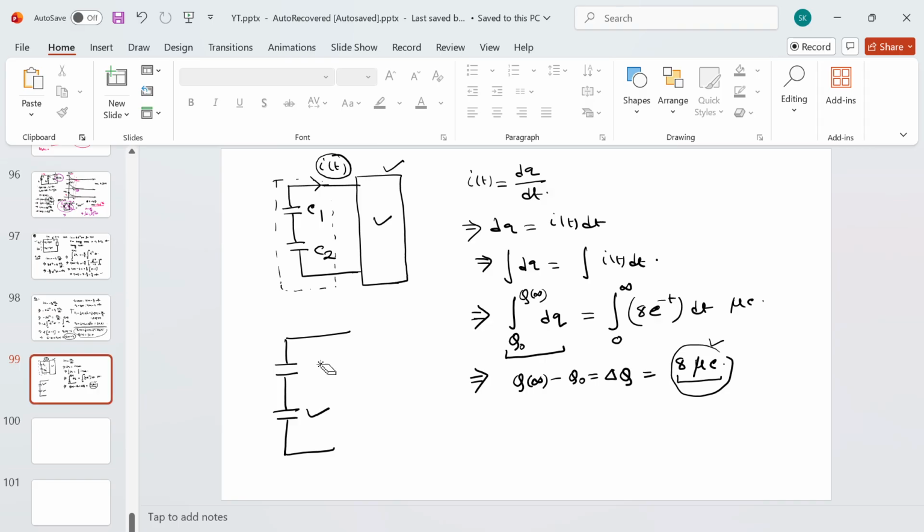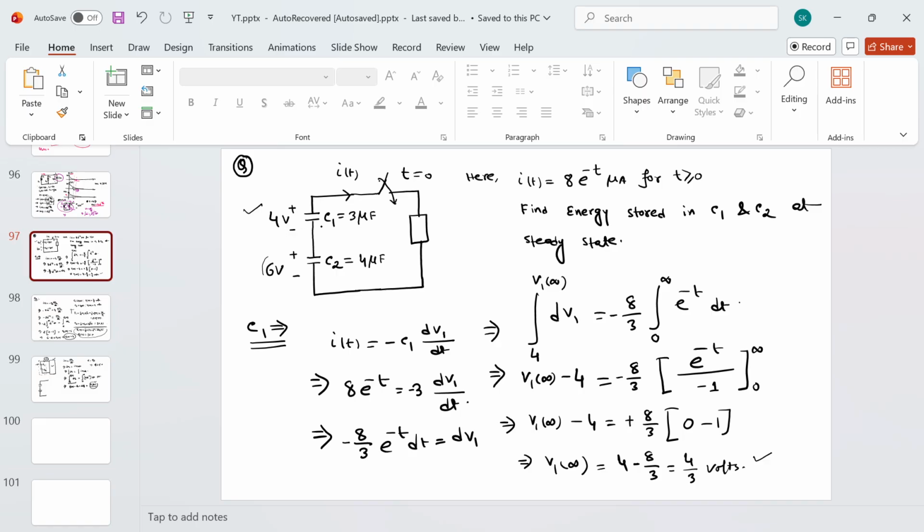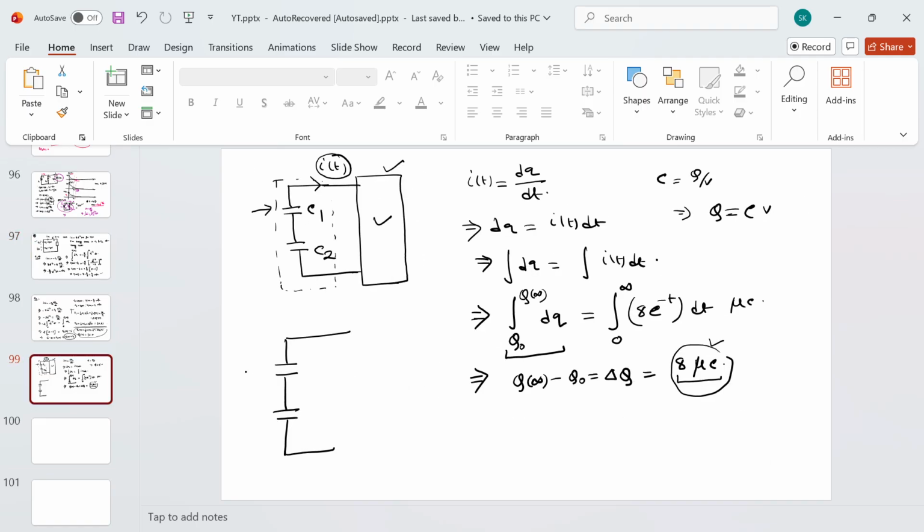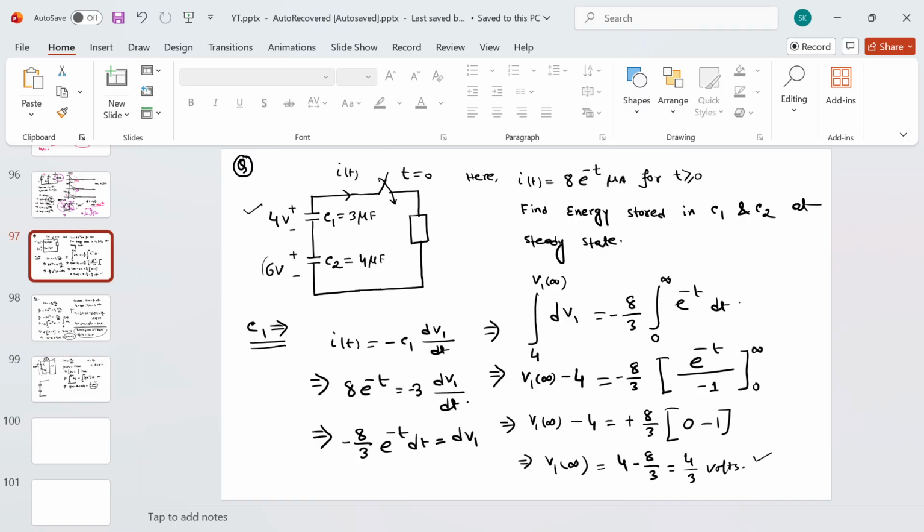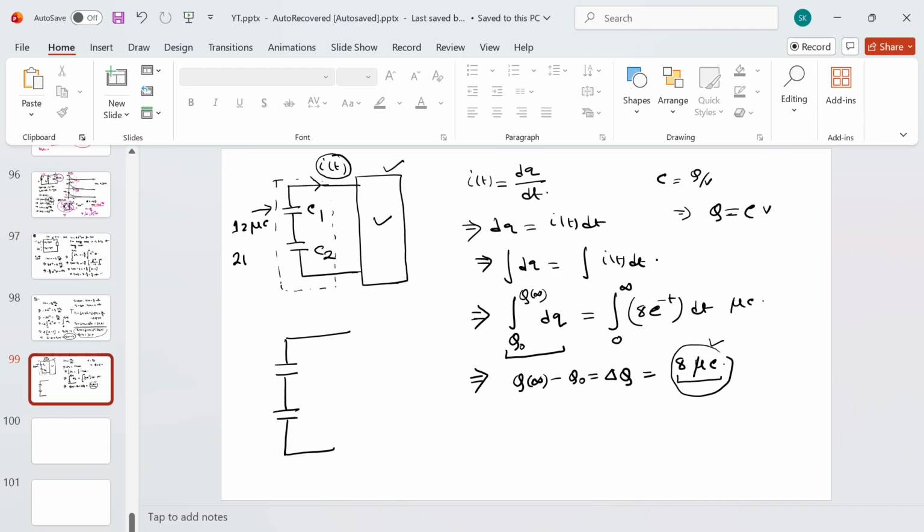Now what was the initial charge stored in this capacitor C1? C is equal to Q by V, right? So you can calculate the initial charge. Q is equal to CV. So it was 12 microcoulomb initially, and for this capacitor C2, 24 microcoulomb. Now you deduct 8 microcoulomb from each.